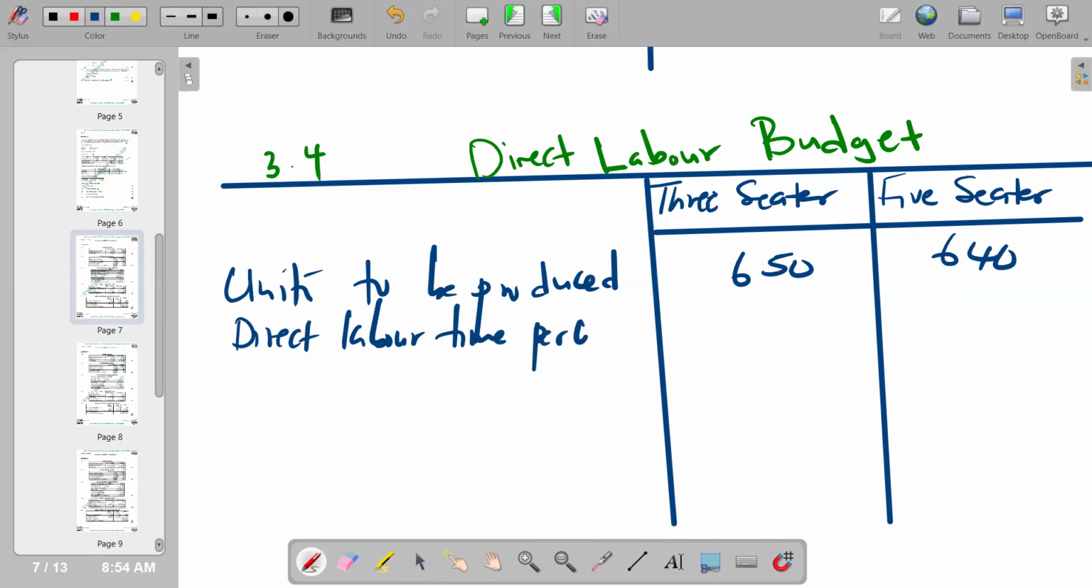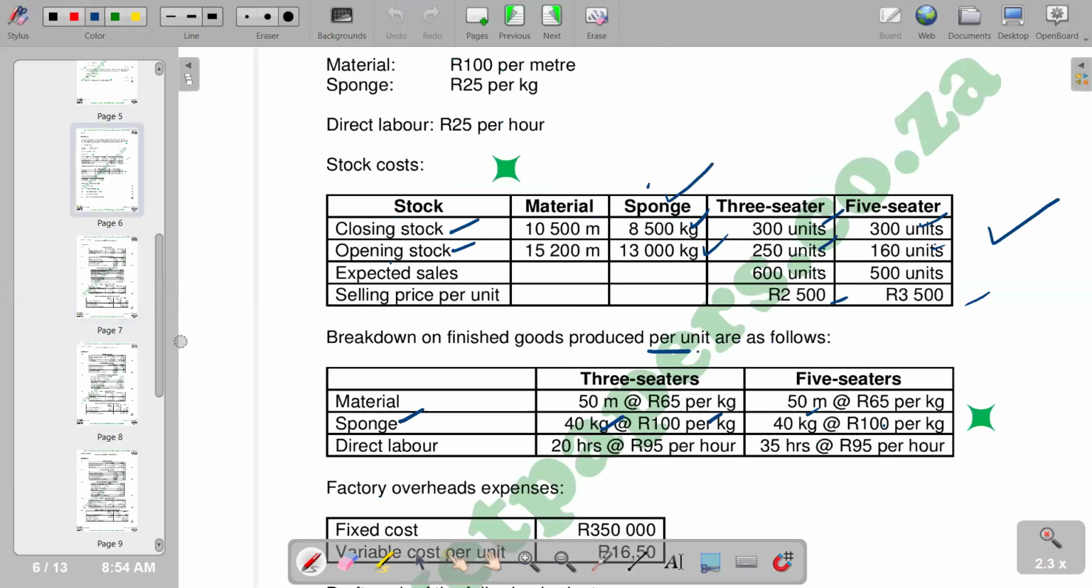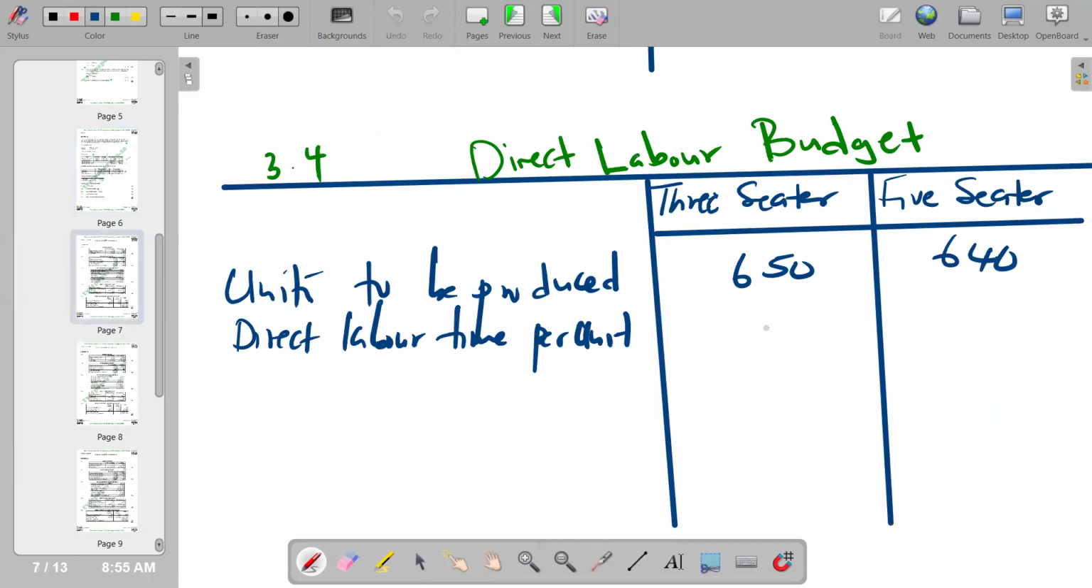Direct labor time per unit. So we refer back again to see what is direct labor time per unit. Of course, for 3-seater, direct labor is here. For 3-seater, we've got 20 hours that are needed per unit. And then for 5-seater, we've got 35 hours. So we have 20 hours for 3-seater, then 35 hours for 5-seater.